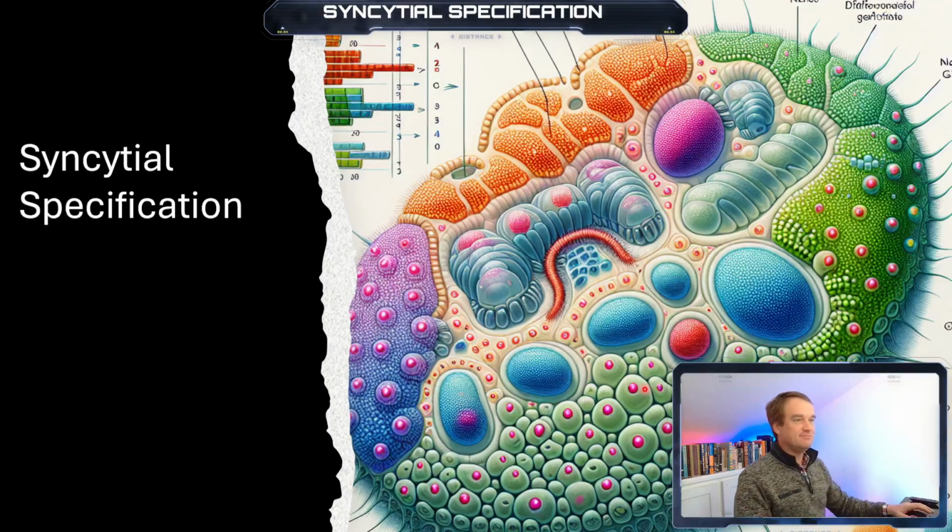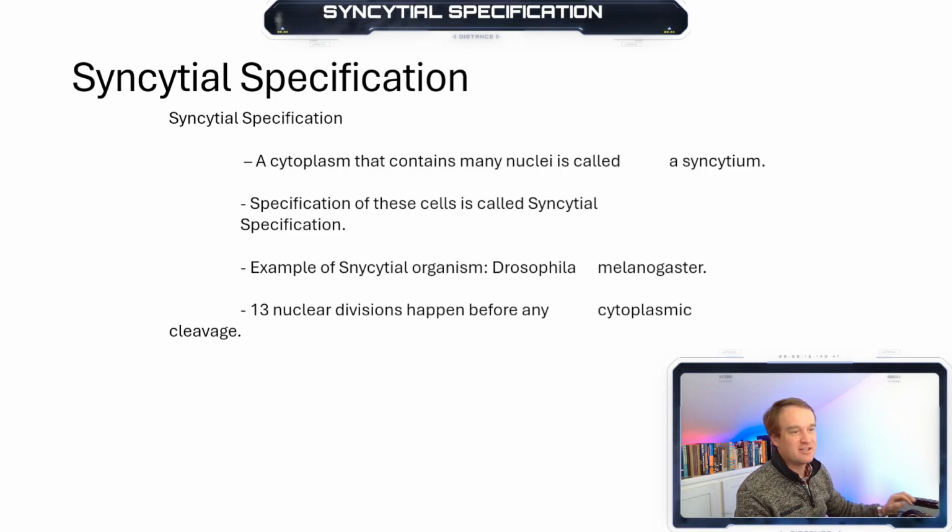Boom. All right, so we're going to talk about syncytial specification. So here's your nonsense picture. Maybe you can make sense of it after we talk about what it is, because I see maybe this could be multiple nuclei. We'll see. Okay. Syncytial specification is where there's a cytoplasm that contains many nuclei, called a syncytium. Specification of these cells is called syncytial specification.